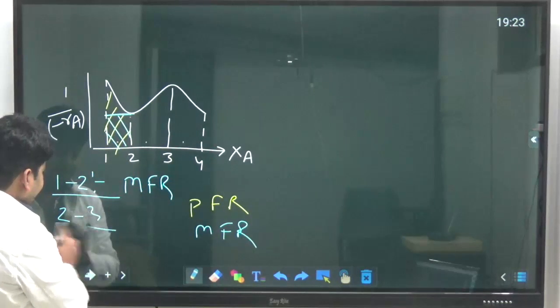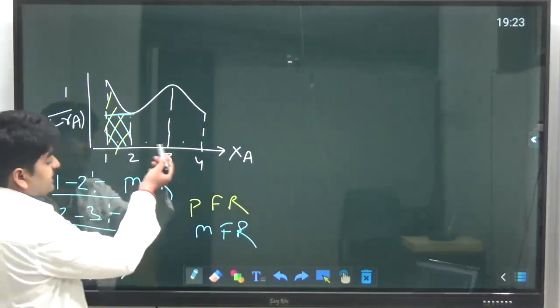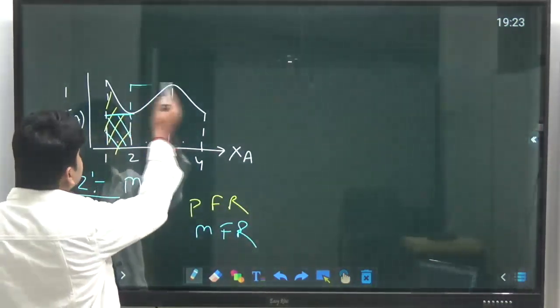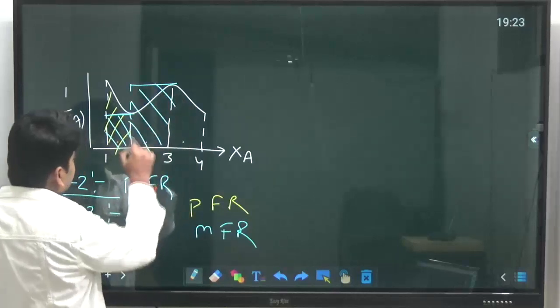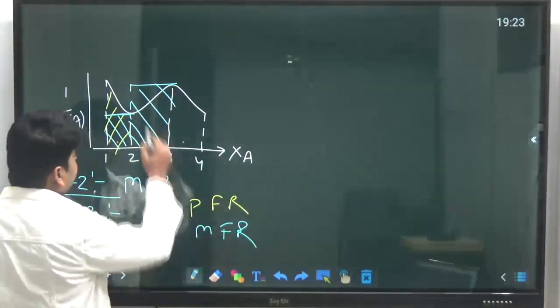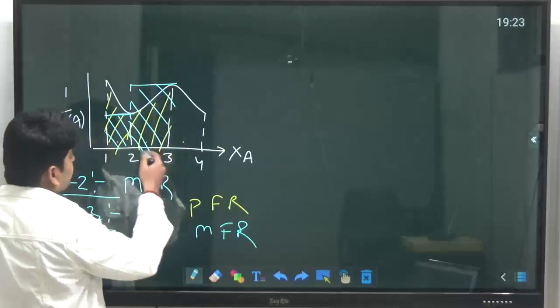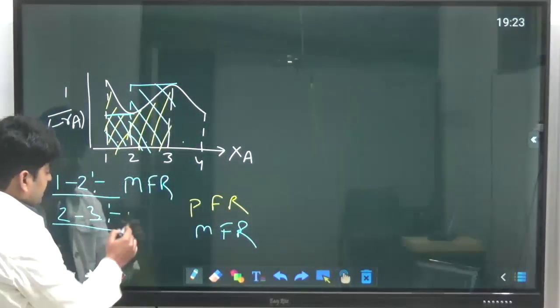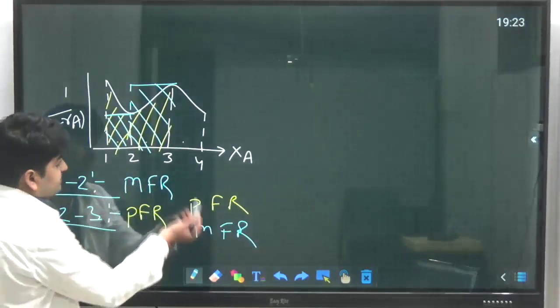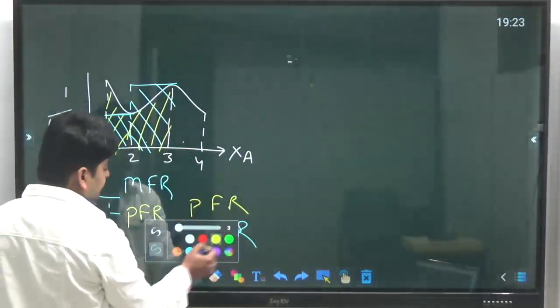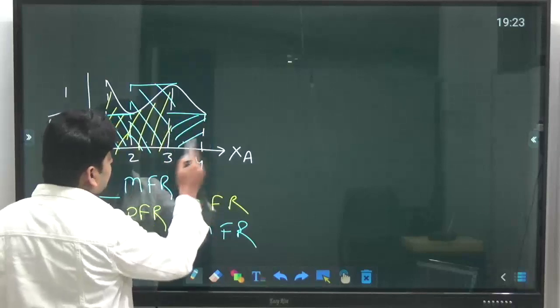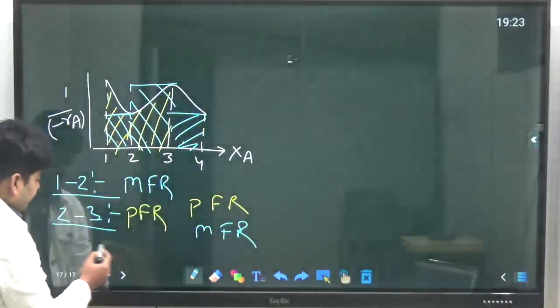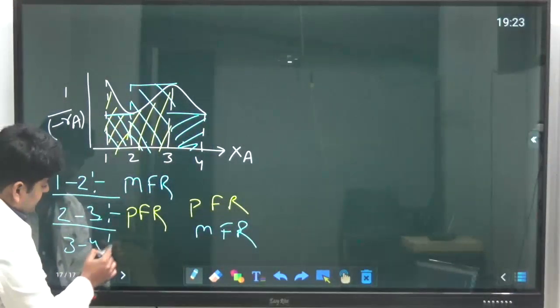For the second segment, 2 to 3, the area governed by MFR will be this much, and the area governed by PFR will be the area under the curve. So you can see PFR requires less area, which means less volume. So I will prefer PFR. And similarly for the third segment, I will prefer MFR because it will require less volume.